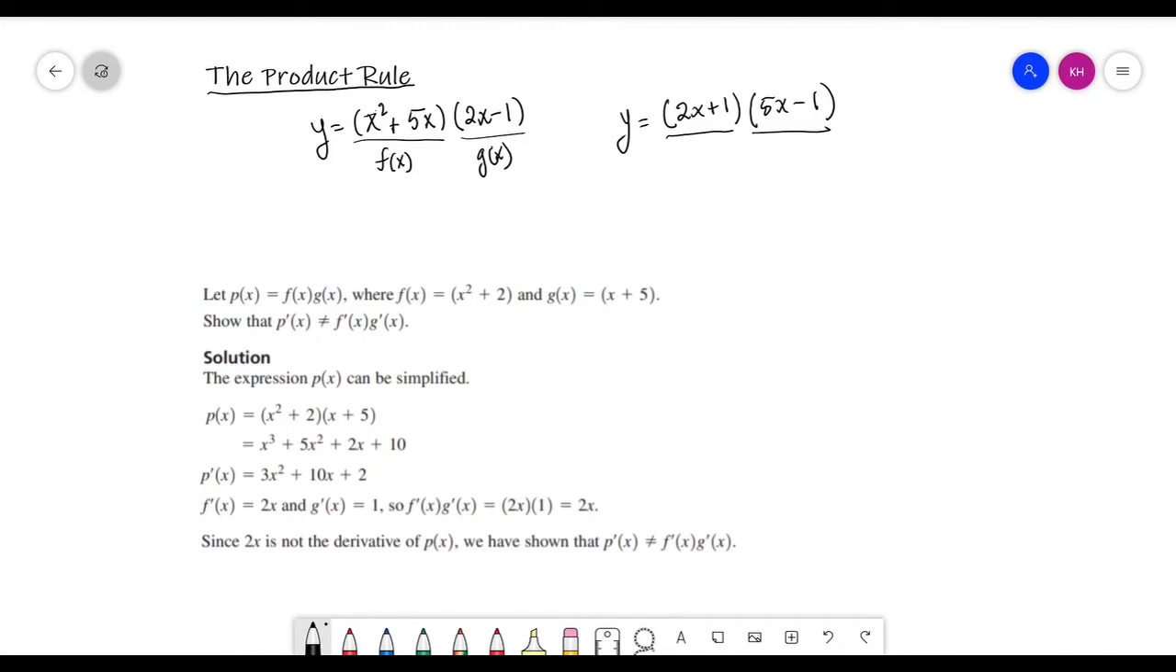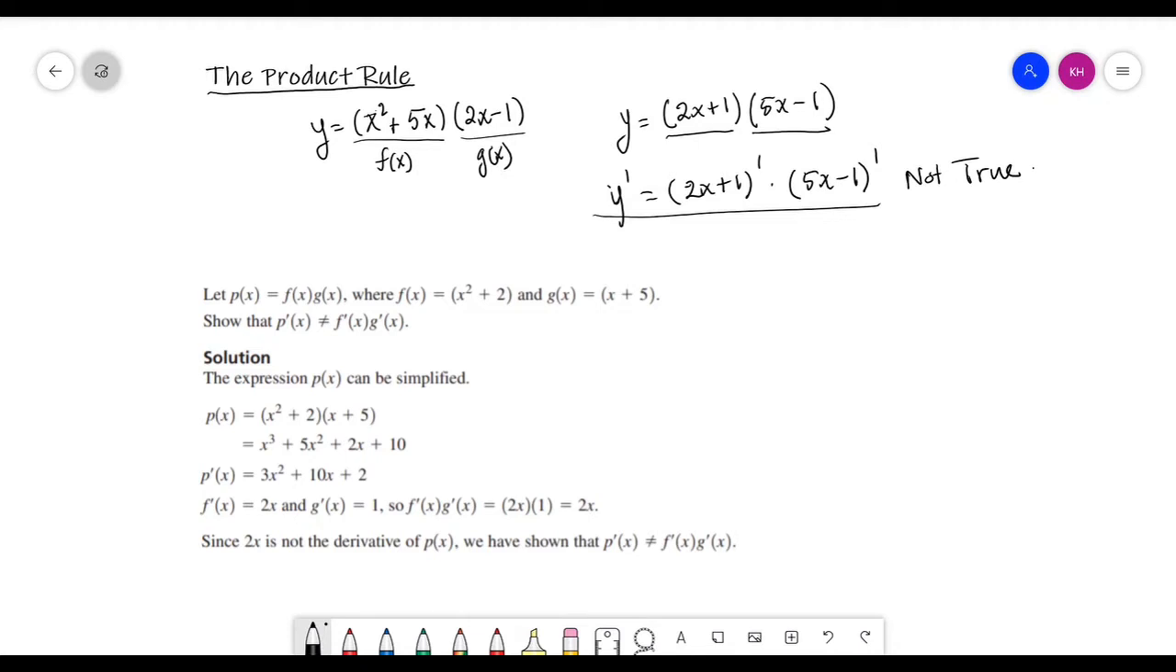Now you guys might think that when we have a product of two functions as one whole function, the derivative would be the derivative of the first one, 2x plus 1, times the derivative of the second one. But that is not the case. I'm going to show an example why this is not true.